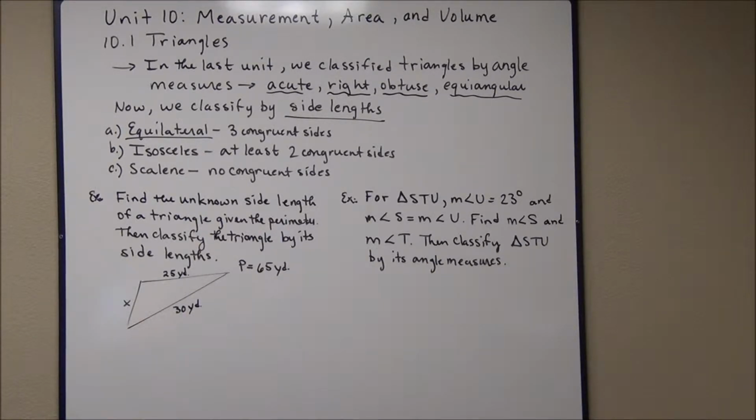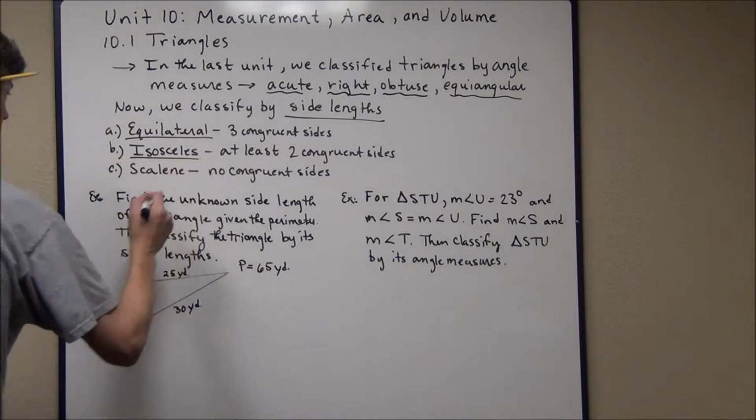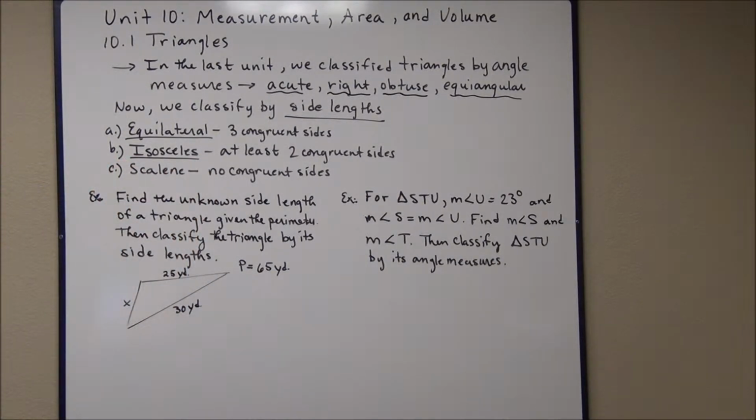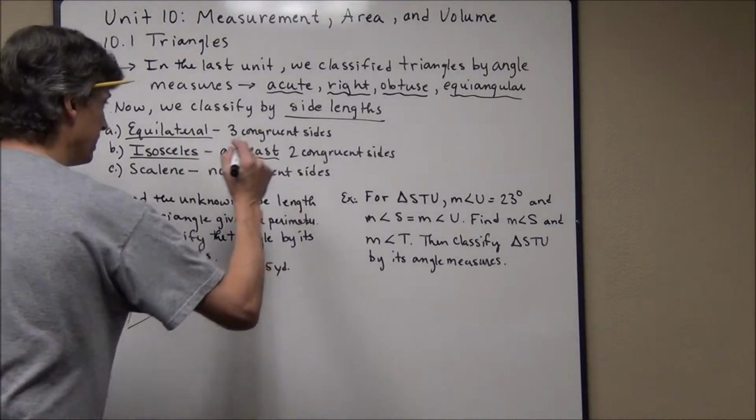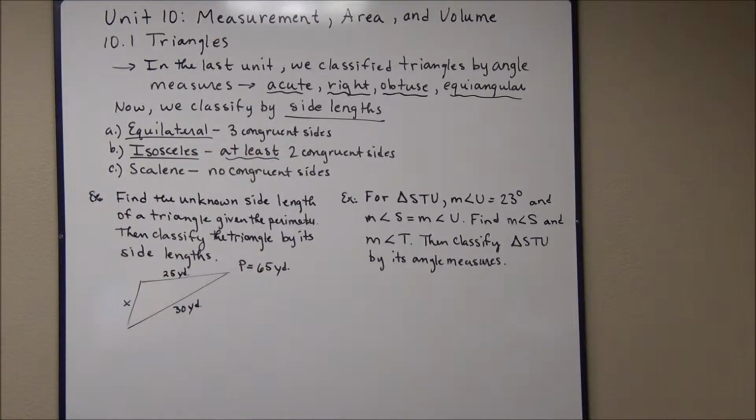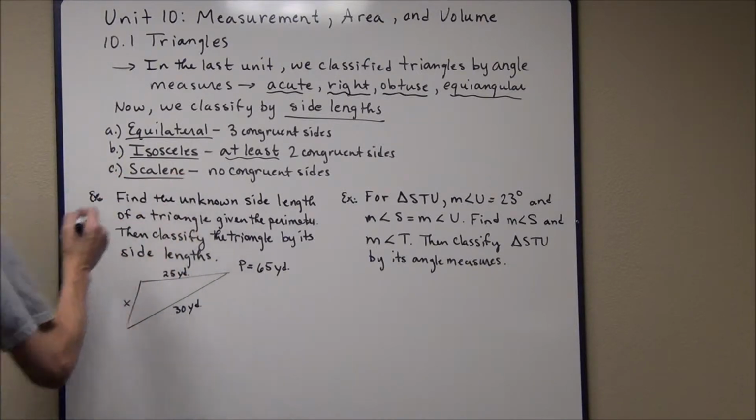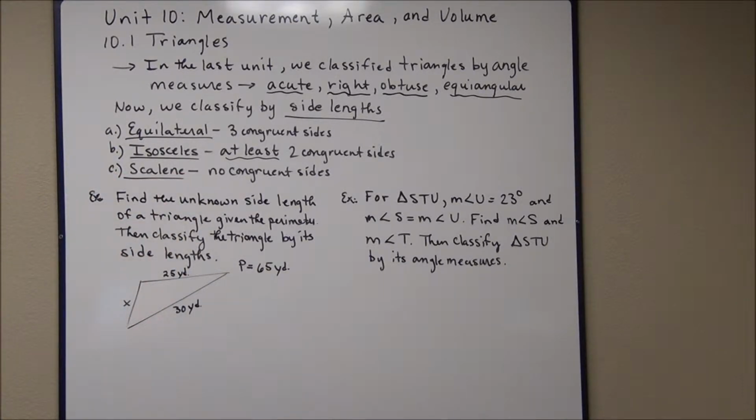The next type is called an isosceles. Isosceles. I have trouble spelling that sometimes. I-S-O-S-C-E-L-E-S. An isosceles triangle is a triangle that has at least two congruent sides. Now, because it says at least, it could be more than two, it could be all three. That would mean an equilateral. It's just a very special type of an isosceles triangle. And then the third type is called scalene. Scalene means none of the sides are congruent to one another. You have three sides all of different measure.